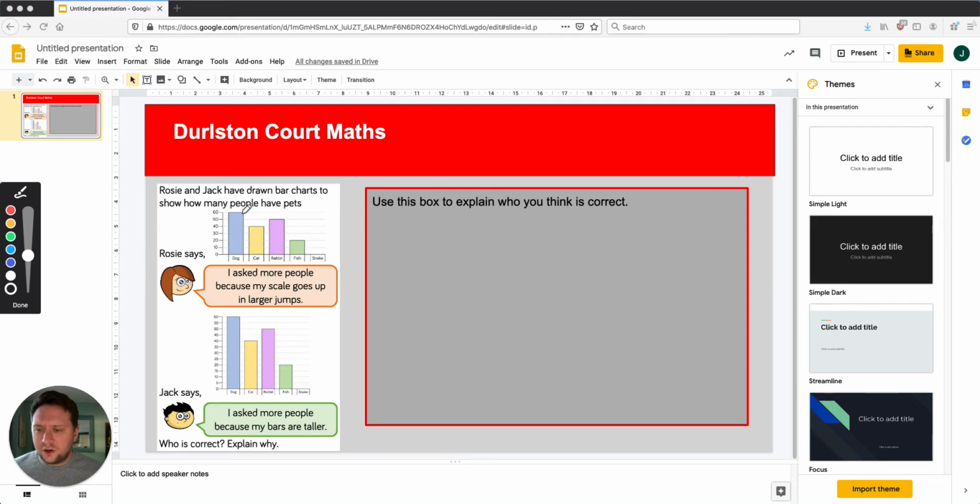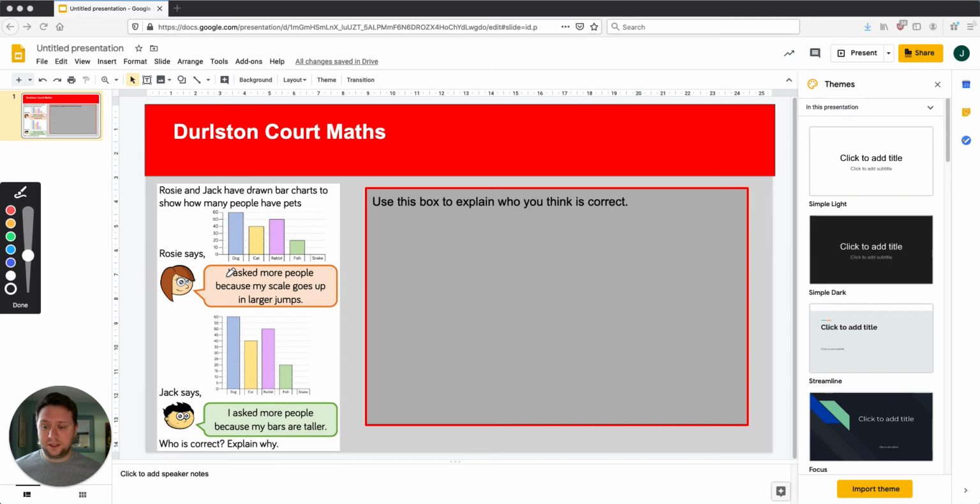Now the dog's got 60 there. The cat, 40 people have cats, 50 people have rabbits, 20 people have fish, and no one has a snake. Okay, so she's going up in tens. That's important. Let's have a look at Jack's bar chart here.